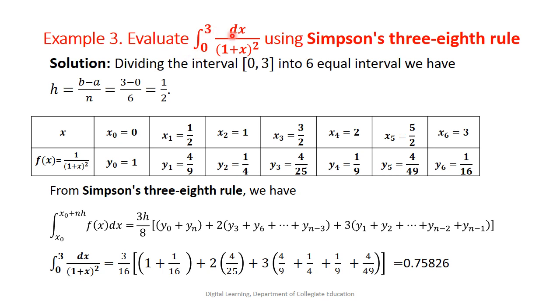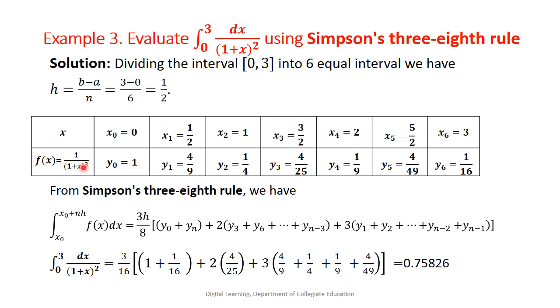Evaluate integral 0 to 3 dx by 1 plus x whole square using Simpson 3/8 rule. Dividing the interval 0 to 3 into 6 equal intervals, we have h is equal to b minus a by n, 3 minus 0 by 6, and it is 1 by 2. So using this 1 by 2 as h, here I am taking x0 is equal to 0. So adding h I am getting x1, adding h I am getting x2. In the same manner I get x3, x4, x5, x6.